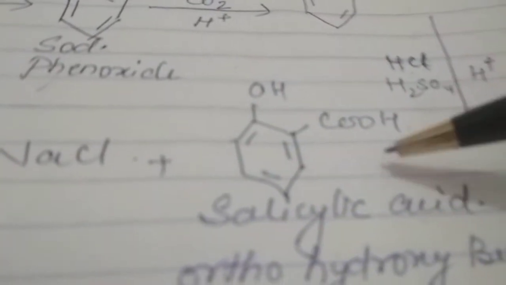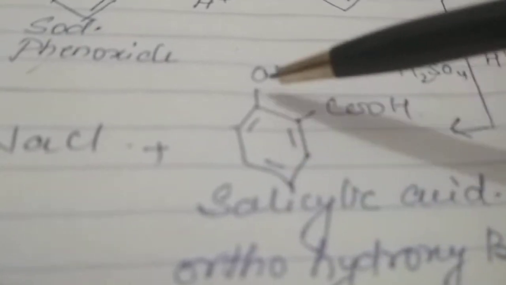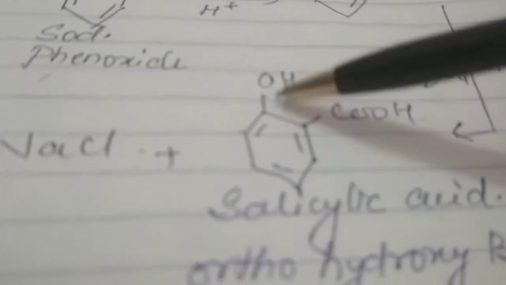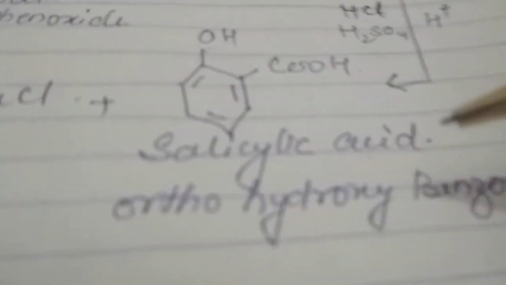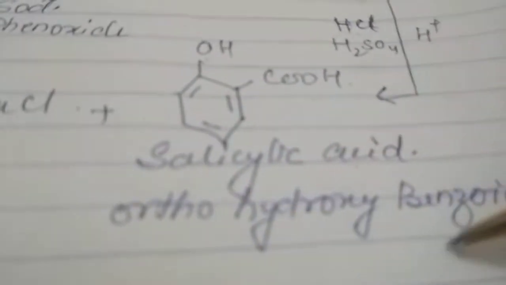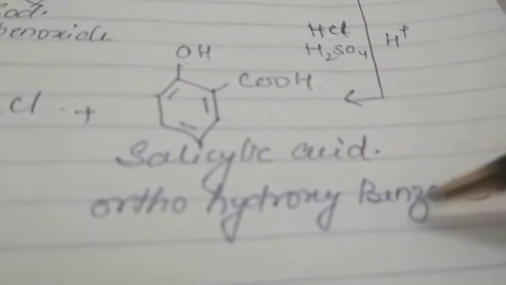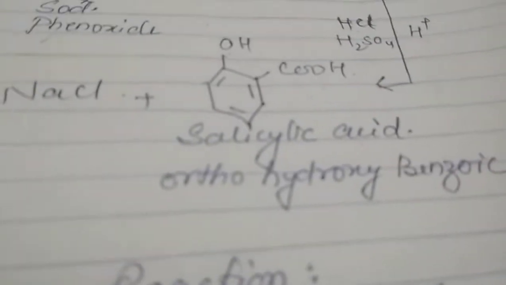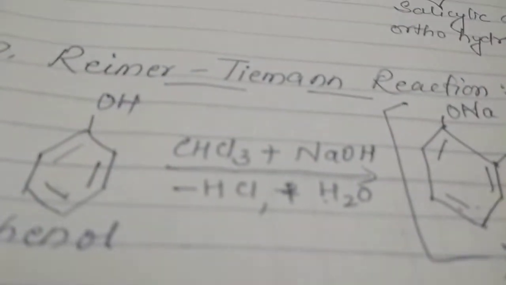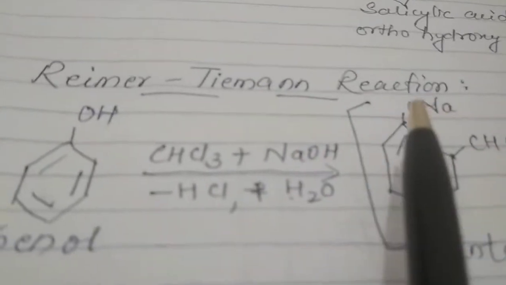The salicylic acid formula you have to learn by heart. Benzene ring with OH, that is the phenol compound, and at the ortho position a carboxylic group is attached. Another name of this compound is orthohydroxybenzoic acid, or in your book it is written as 2-hydroxybenzoic acid. It is one and the same thing. Now we will come to another named reaction, that is the Reimer-Tiemann reaction.